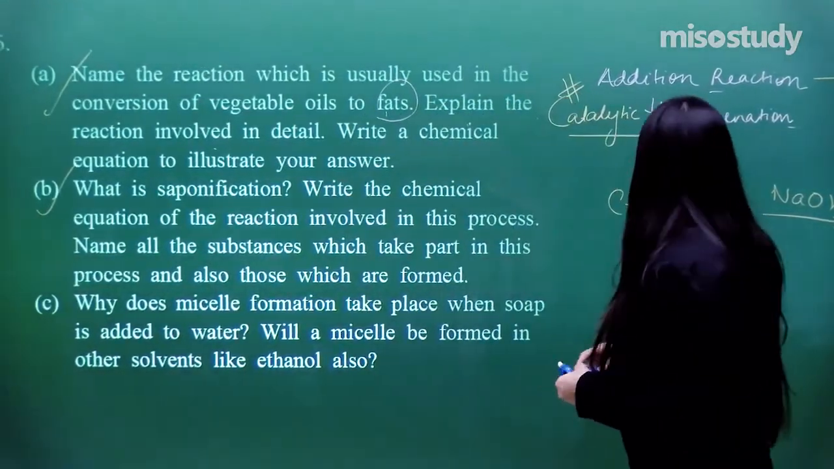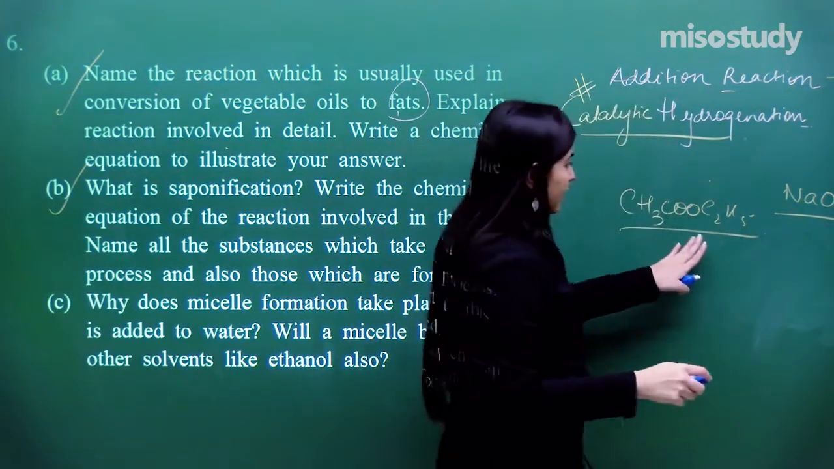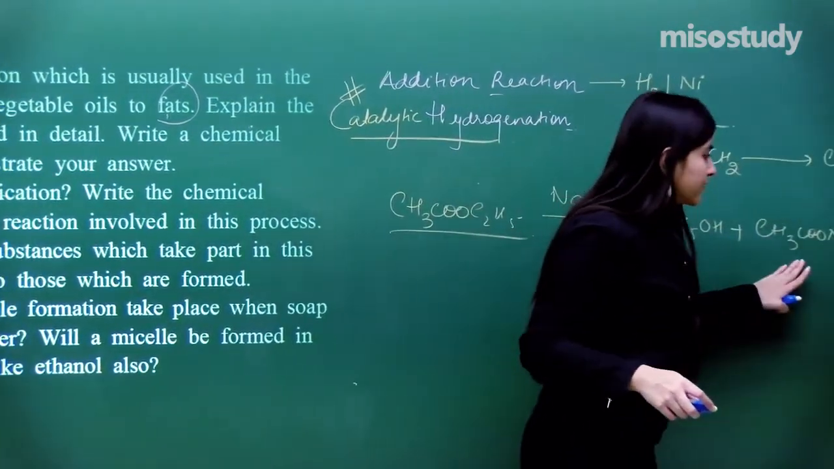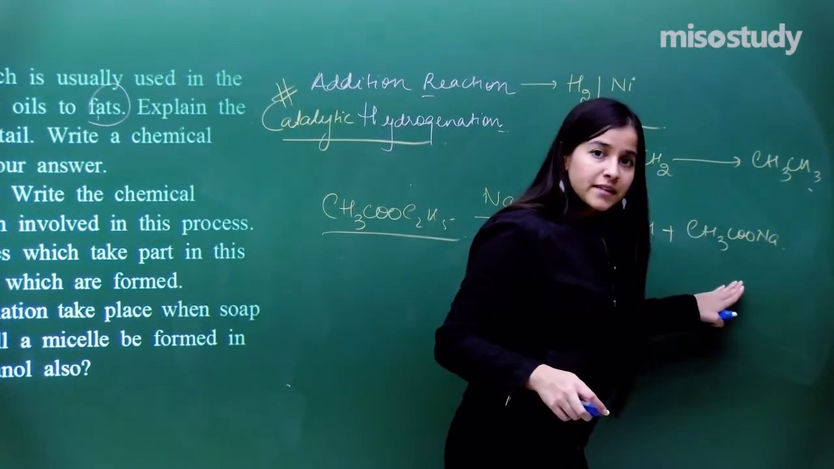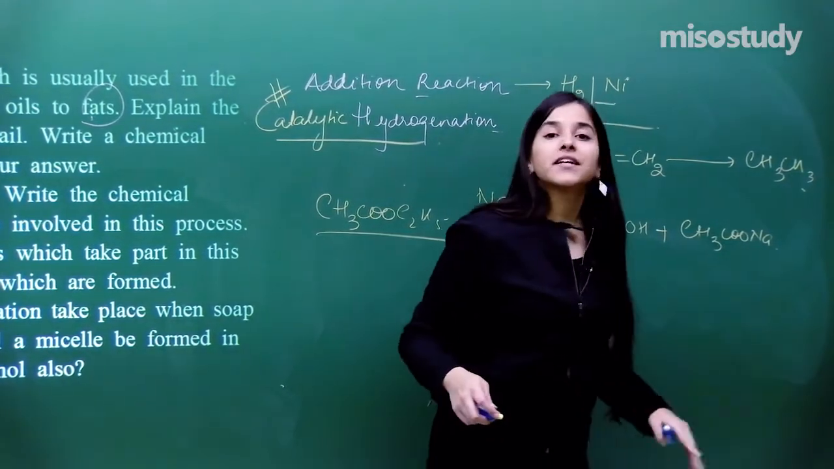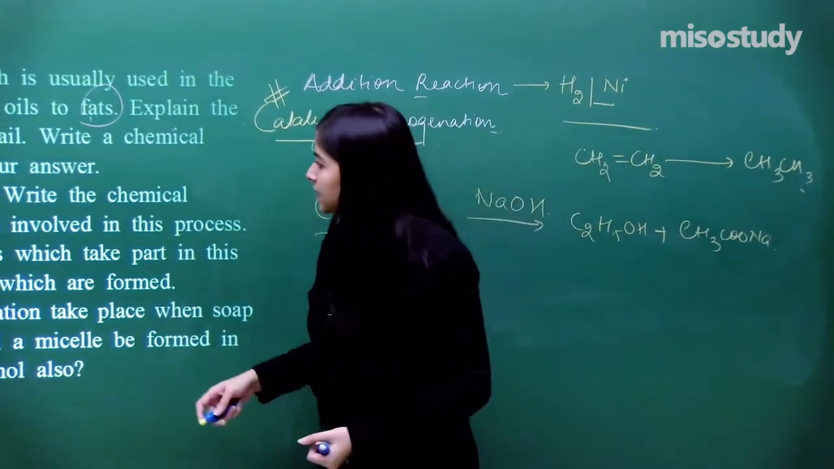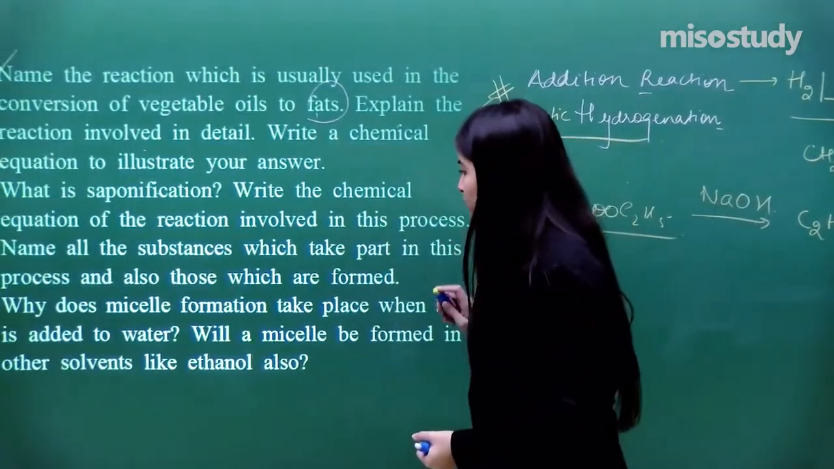And name all the substances. It was ethyl acetate. This is the name for this ester. This is alcohol. This is sodium acetate, the name of the salt formed from the acetic acid. Fine. Now this is B, which is done.